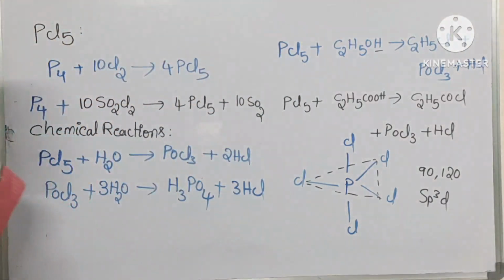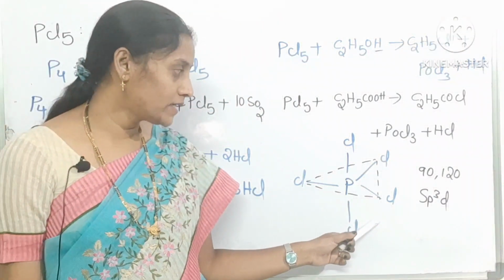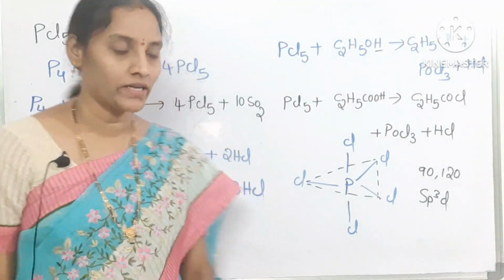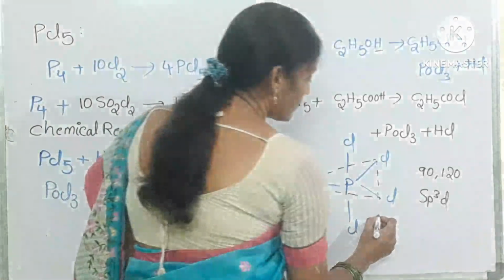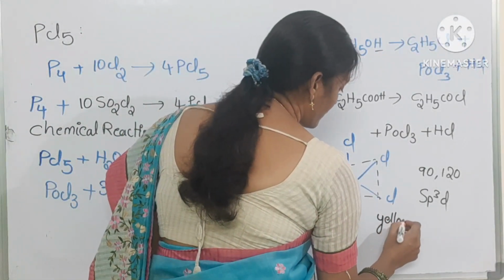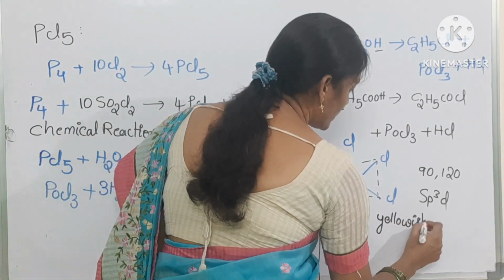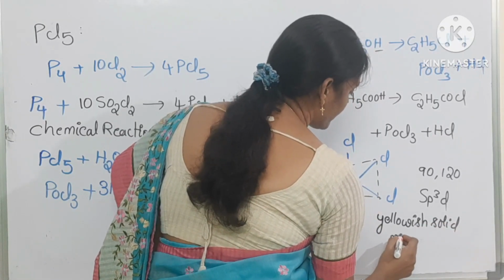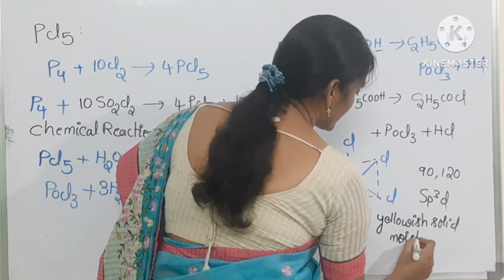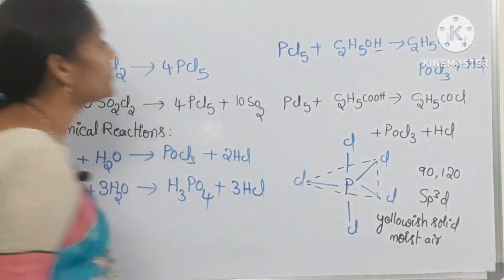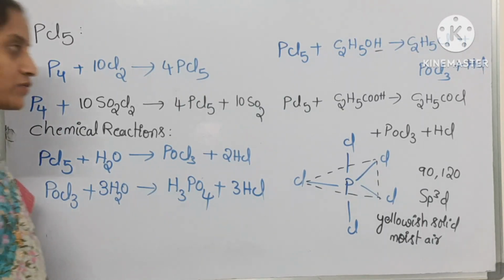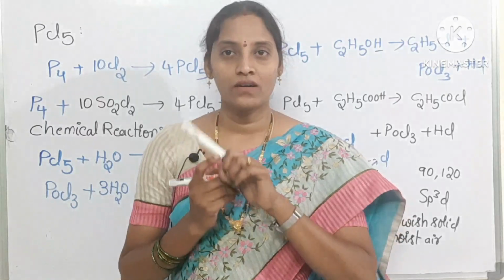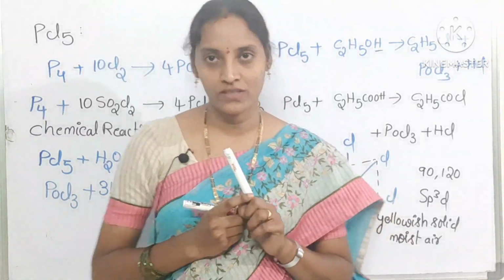hybridization. It is a yellowish white solid with moist air. This is about phosphorus trichloride and phosphorus pentachloride. Then we will move to oxoacids of phosphorus.